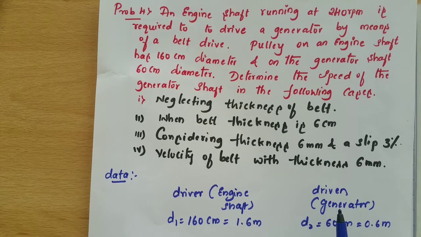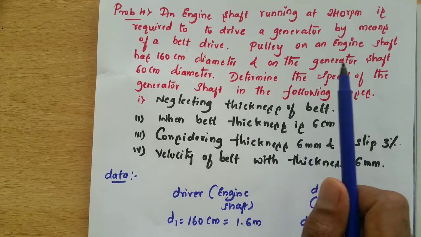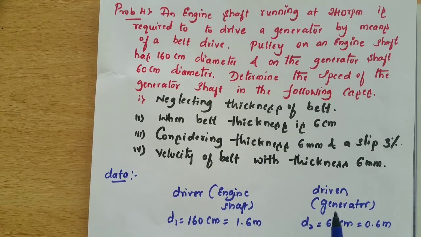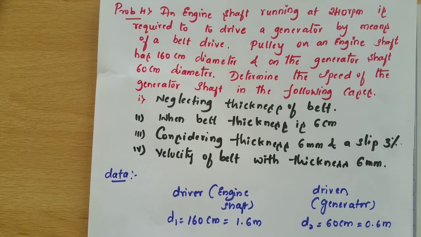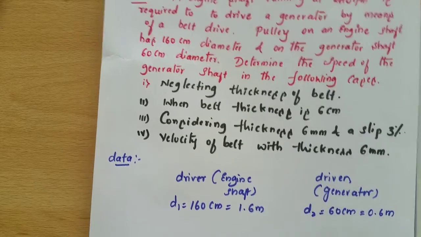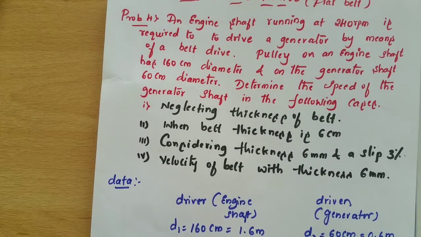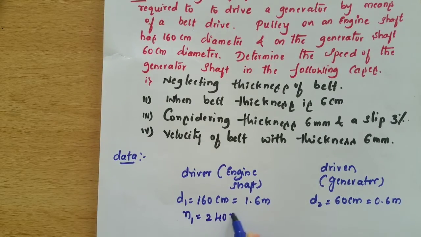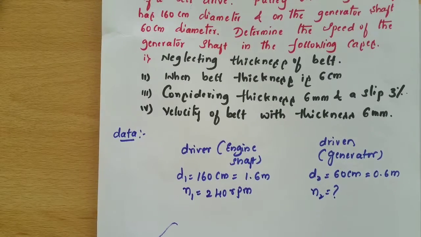Similarly, for the generator, there is one more pulley mounted on the generator shaft which has a diameter of 60 centimeter. In terms of meters, this is 0.6 meter. The engine shaft is running at 240 rpm, which means N1 is 240 rpm. We have to find N2 here.